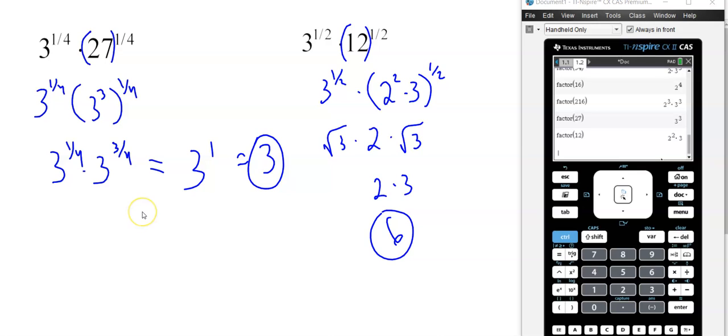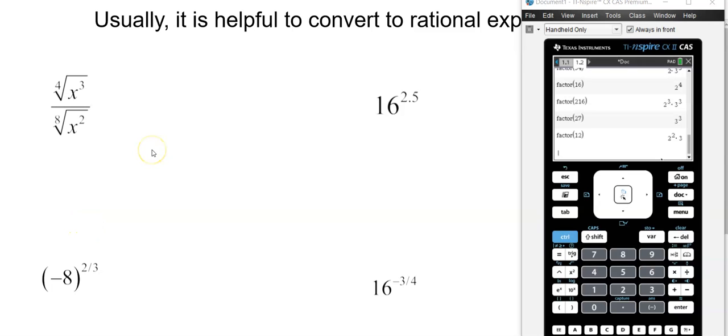Well, these exponent rules get really tricky, especially when you add fractions to them, so it is a little bit tough.